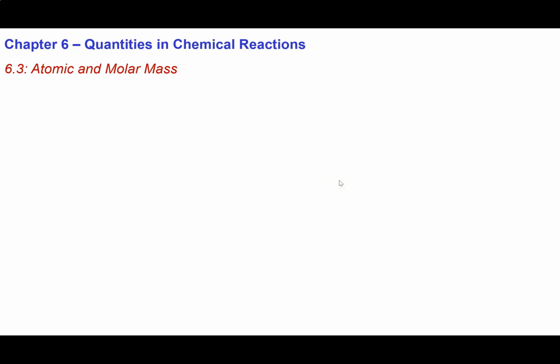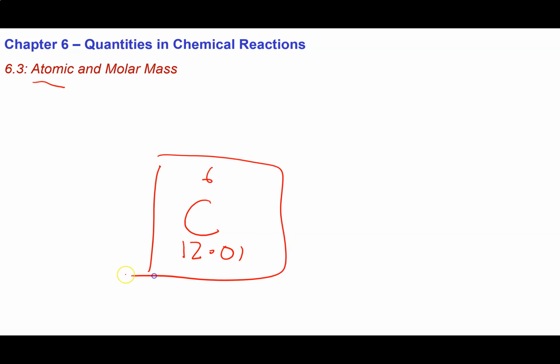So in section 6.3, we're going to revisit the concept of atomic mass, and we're going to contrast that with molar mass. It's worth recalling that every atom in the periodic table has a characteristic mass, and this is the weighted average mass for that atom, and it's normally written below the element's symbol. So an entry in the periodic table might look like this.